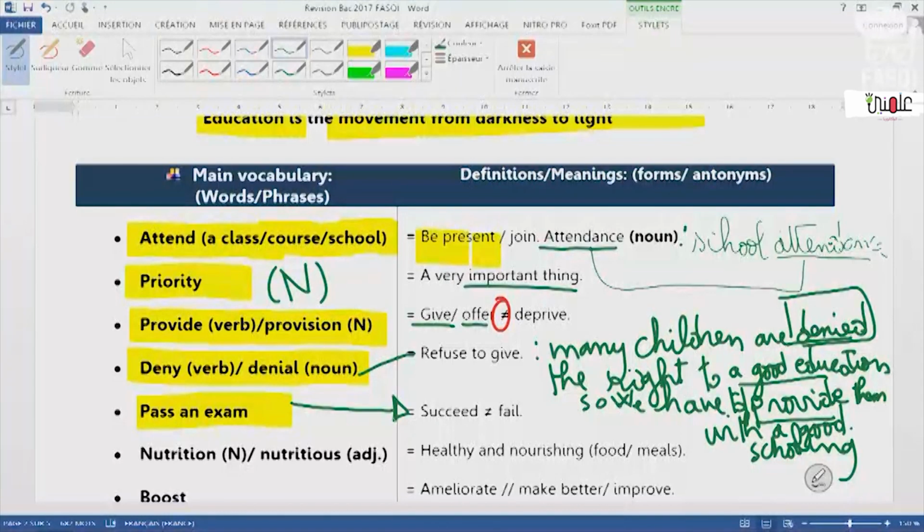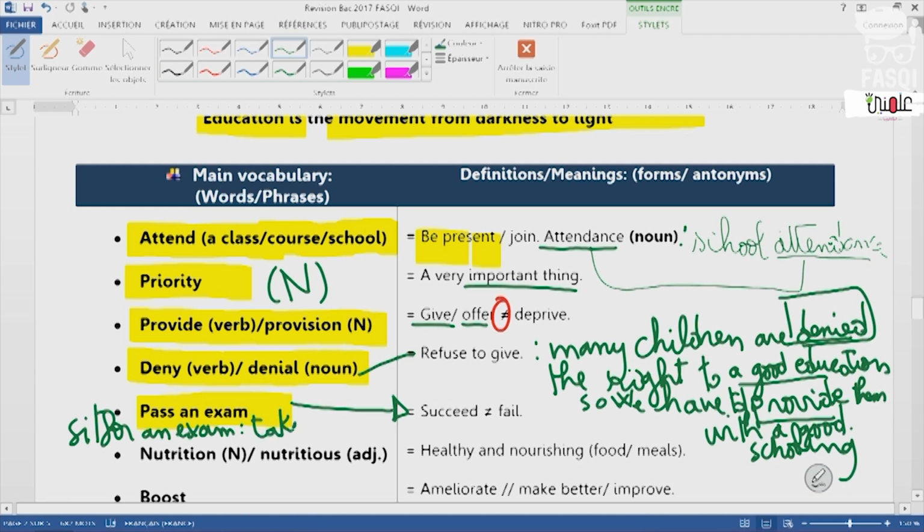So let's develop. All right, good. Because we have the other one, let me put it for you so I don't forget. We have sit for an exam, okay, that means take an exam. That's another word. But if you succeed, that's pass.